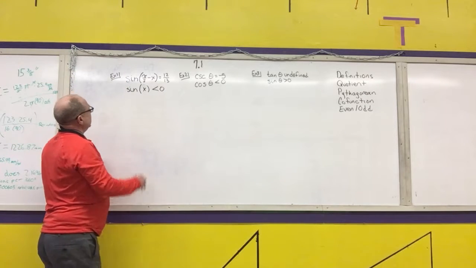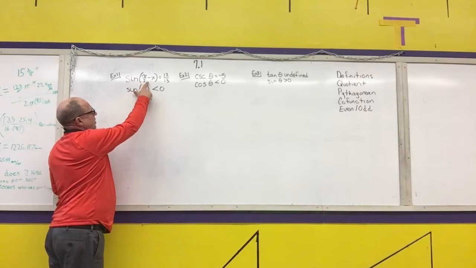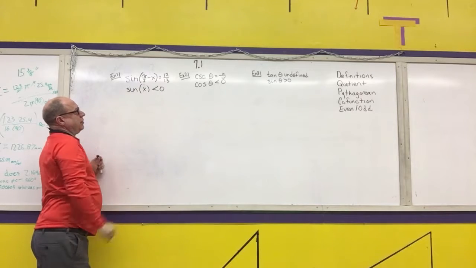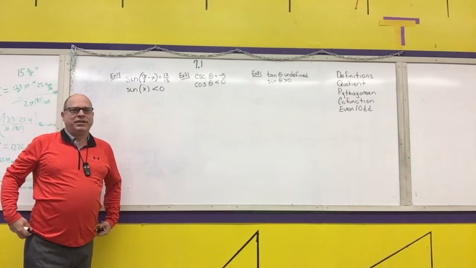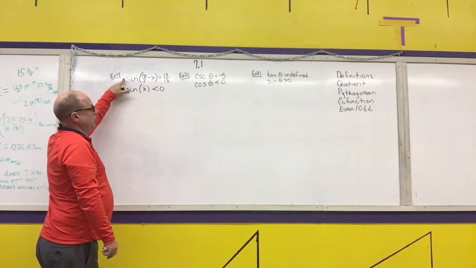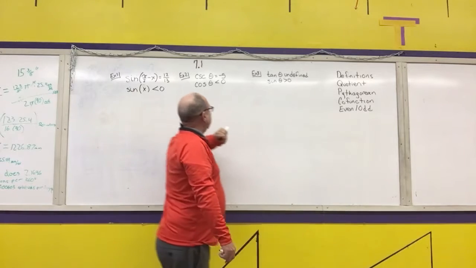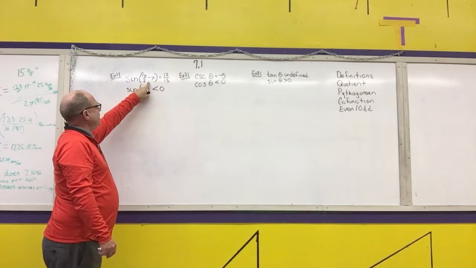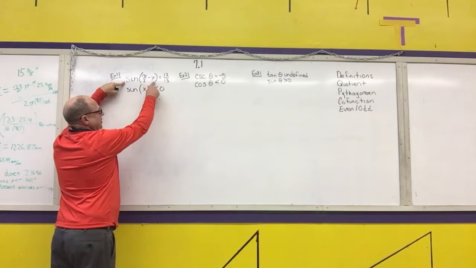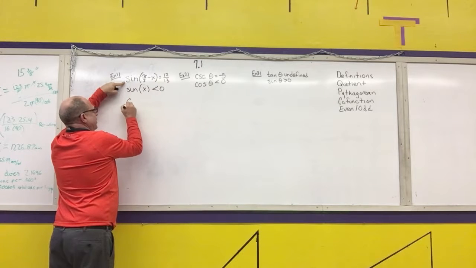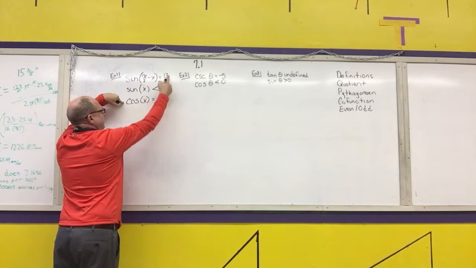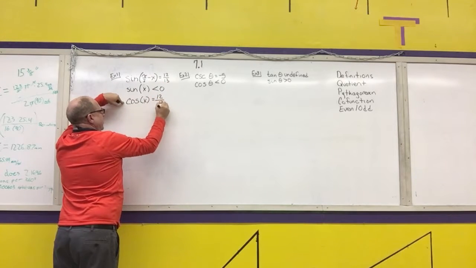The first problem says the sine of pi halves minus x equals 12 thirteenths, and then the sine of x is negative. And for these problems, they want the values of all 6 trig functions. So the identity I'm going to use is the cofunction identity of sine, which says the sine of a complement is equal to the cosine of the function. So if the sine of pi halves minus x is 12 thirteenths, I know that the cosine of x is equal to 12 thirteenths.